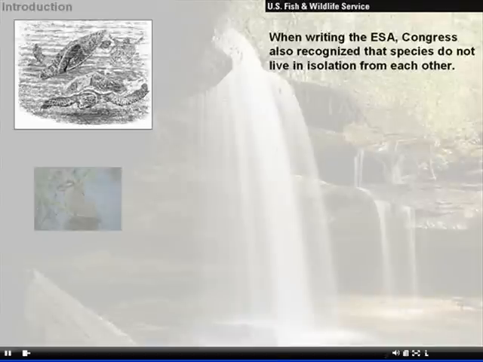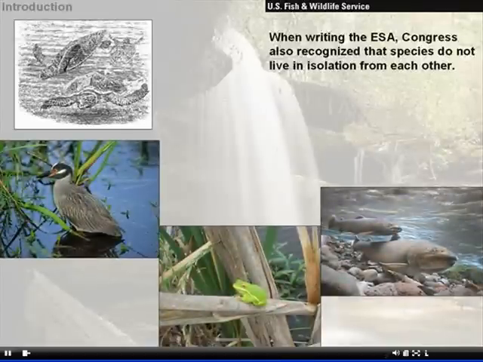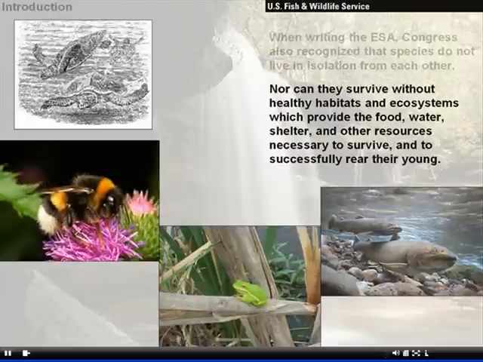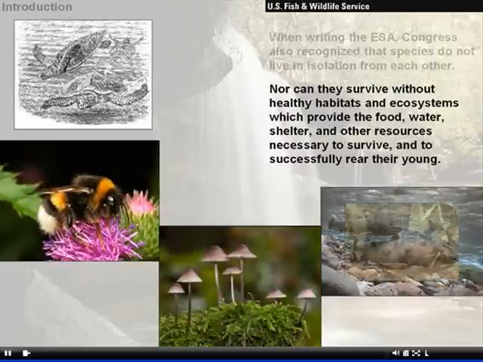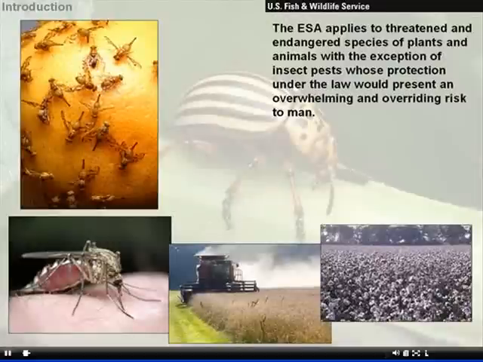When writing the ESA, Congress also recognized that species do not live in isolation from each other, nor can they survive without healthy habitats and ecosystems which provide the food, water, shelter, and other resources necessary to survive and to successfully rear their young. The ESA applies to threatened and endangered species of plants and animals with the exception of insect pests whose protection under the law would present an overwhelming and overriding risk to man.